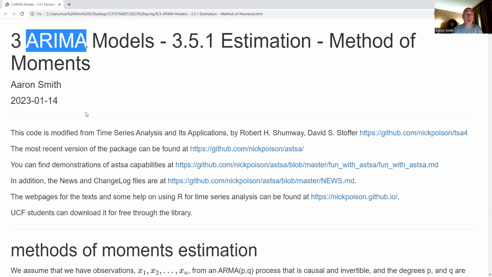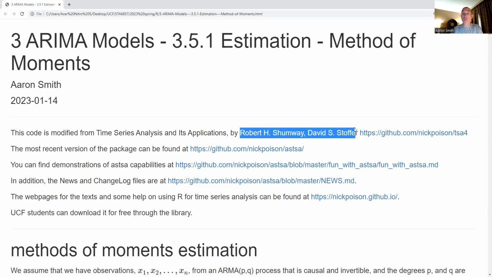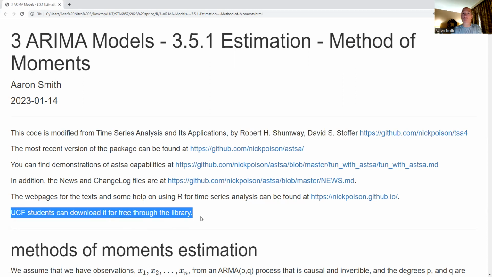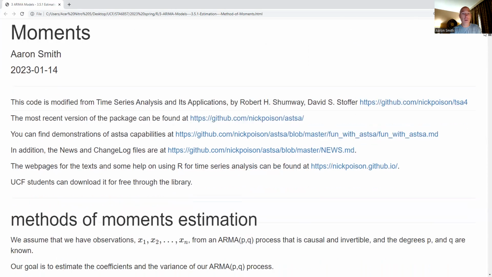As we work through this, we're going to take examples from Time Series Analysis and Its Applications, chapter 3. Here are the names of the authors. Here is their GitHub page. And UCF students can download this textbook for free through the library. All right, so now let's get into it.